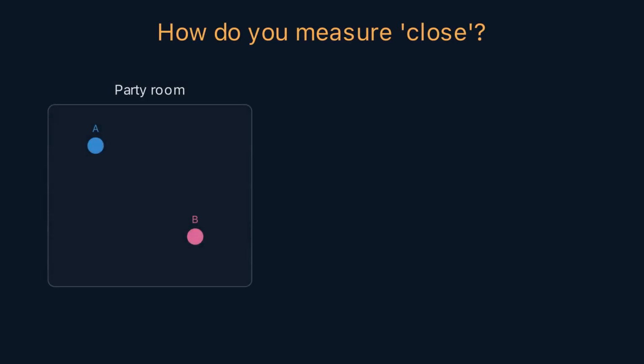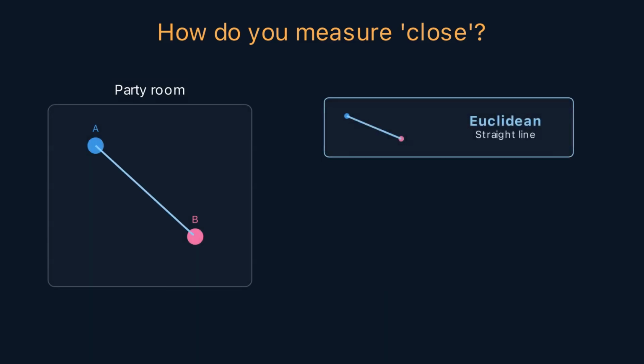Pick the K that performs best. How do you measure closeness? In the party room, it's physical distance. Feet or meters. Euclidean distance. Straight line between two people. Manhattan distance. Walk along the walls. No cutting through the dance floor.